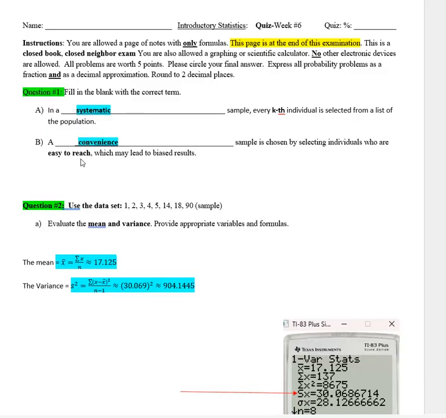Now, B, because they mentioned easy to reach, in this case the only one that fits happens to be convenience. Now, from this set of sampling techniques, please also look over cluster and stratified. They were easily confused on the quiz.